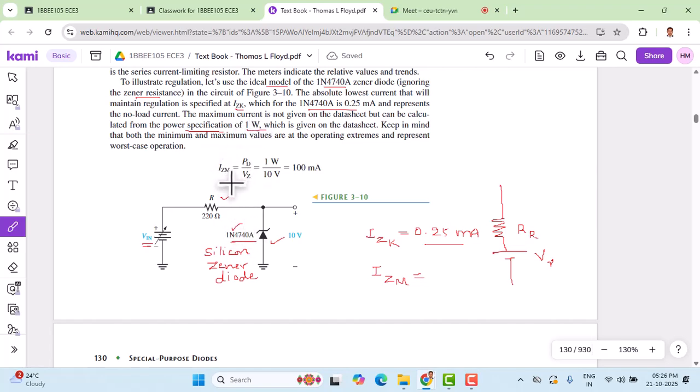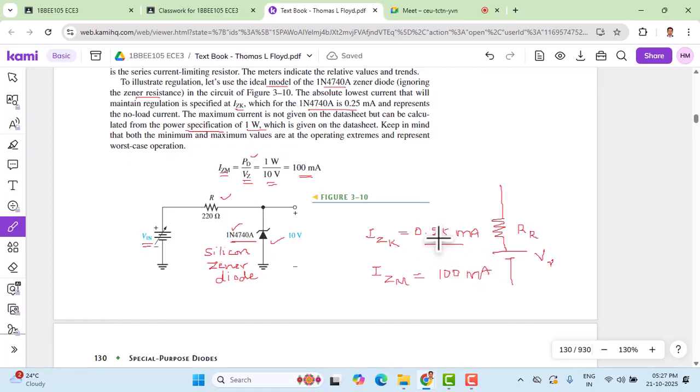So we can use the formula relating IZM, the maximum Zener current, to the breakdown voltage Vz and the power dissipation across the Zener diode. The maximum power dissipation is given as 1 watt. This particular diode has a breakdown voltage of 10 volts, so that gives me a current of 100 milliampere. Though it is not given in the data sheet, using power dissipation we can calculate IZ, the maximum current. So the maximum current at which the Zener diode performs regulation is 100 milliampere.